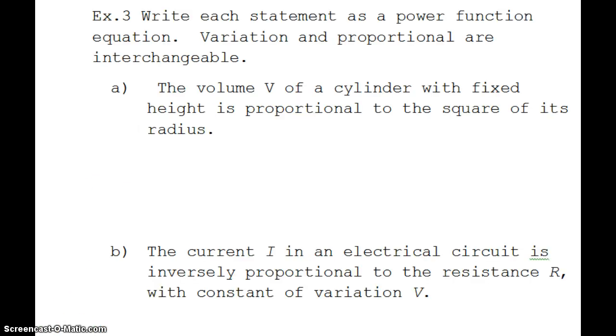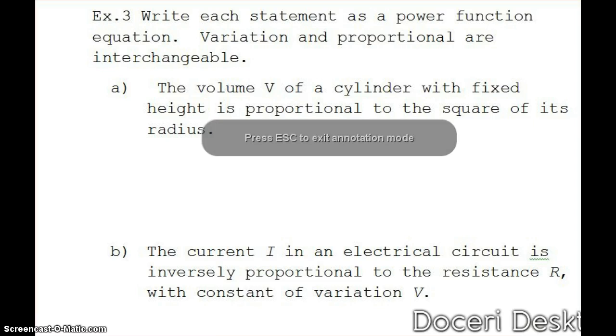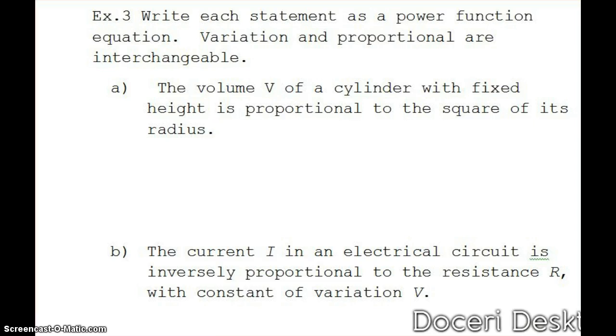Okay, this next problem says write each statement as a power function equation. Variation and proportional are interchangeable. So when they talk about something that varies directly or is proportional, they're really talking about the same thing here. So part A says the volume V of a cylinder with fixed height is proportional, so that's direct variation, to the square of its radius.